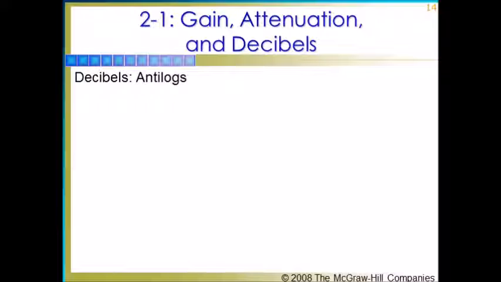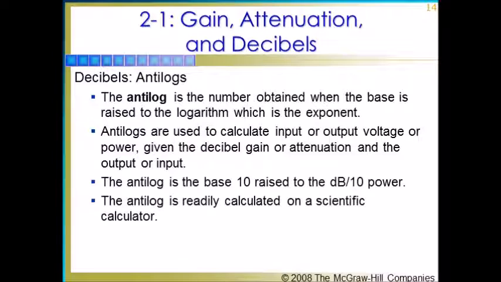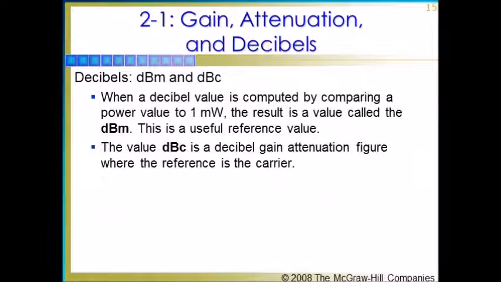Antilogs are the reverse of a logarithm. It is obtained when the given base is raised to the logarithm, which is the exponent. It is used to calculate voltage or power, wherein there is a given decibel gain or attenuation, and also includes the output or the input. The dBm and the dBc. A dBm is a decibel that is equivalent to a scale relative to 1 milliwatt.